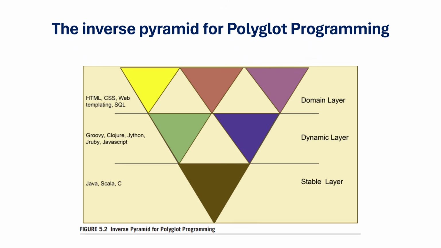And in the middle layer, which is the dynamic layer, we can choose Groovy, Clojure, Jython, JRuby and JavaScript. Those languages are suitable for uploading data to the cloud or some kind of function implementation. Those are functional programming languages, and these are examples of languages of that kind. Jython is an integration of Java and Python, and this kind of programming language is also used in PPP. So this is the expected picture for polyglot programming.